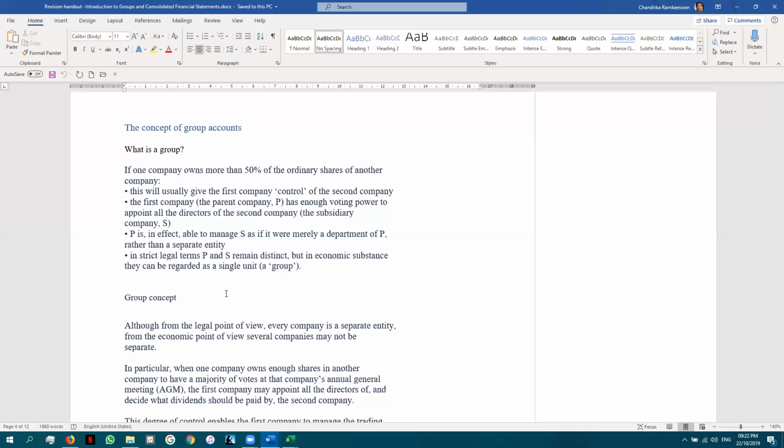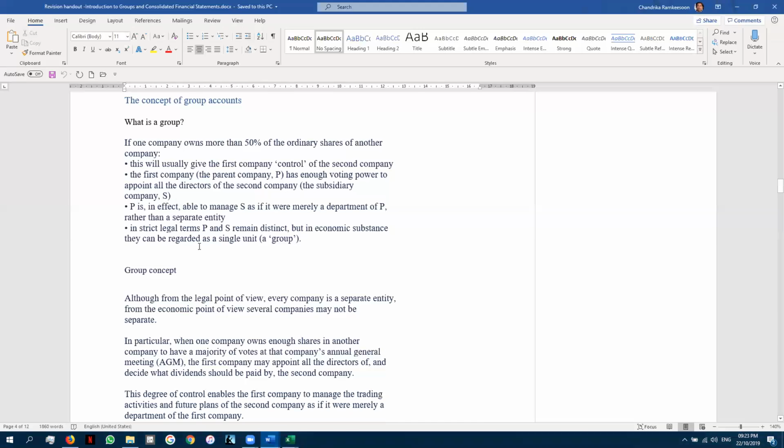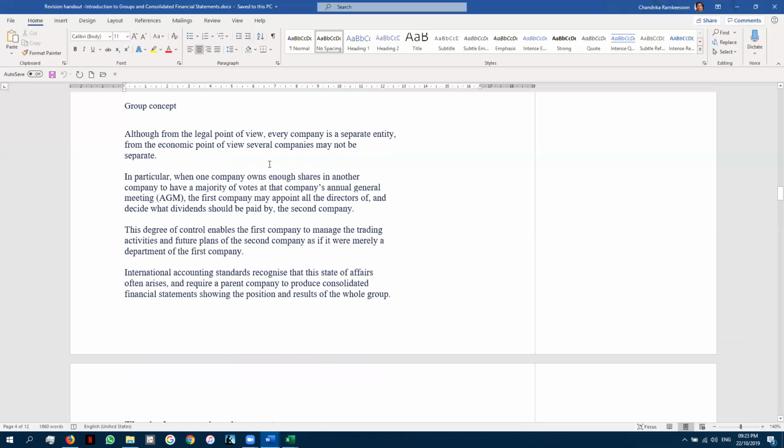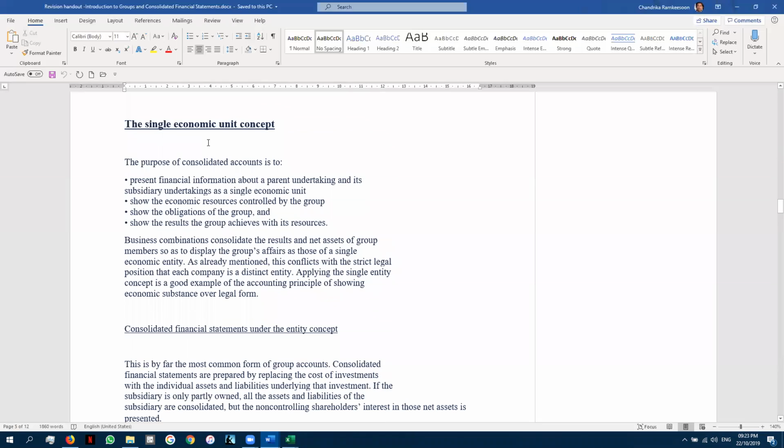But for accounting purposes, here you have economic substance, as opposed to legal form, and they are regarded as a single unit, a group. And this is why here you've been told, although from the legal point of view every company is a separate entity, from the economic point of view, in other words economic substance, several companies may not be separate. In other words, we'll use the single entity concept. And here you have it discussed a little more. Okay, now this single entity concept, again, is very, very important.